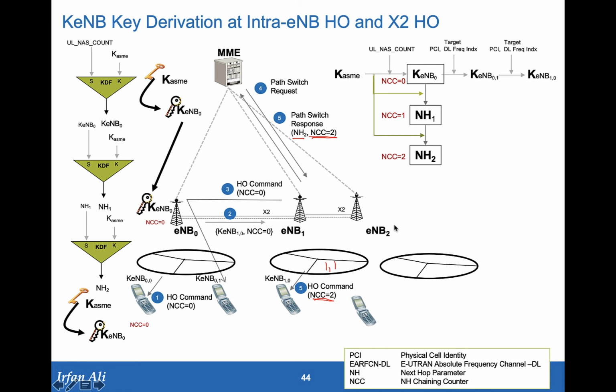So based on that, when the mobile moves into the target sector 11, it does a key derivation. It had KeNB0 over here, it had been provided that. It has KASME, so it goes through and computes NH1 and it computes NH2, and since NCC was set to 2, and NCC 2 means it has to use NH2. So based on NH2 and the target cell identity and physical cell identity and frequency index, it computes this KeNB1. So this is what is called a vertical derivation, because the derivation of this key is based on the NH2, which has been derived vertically from NH1.